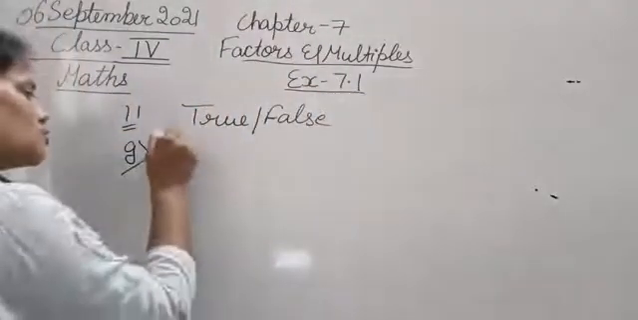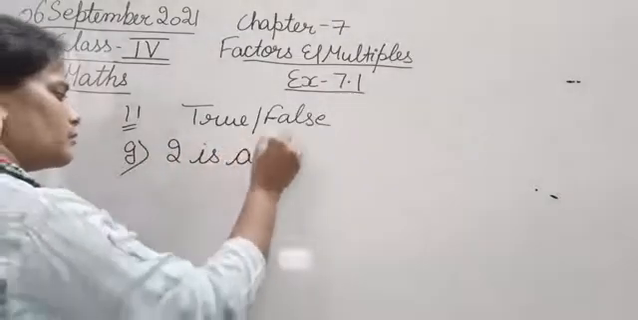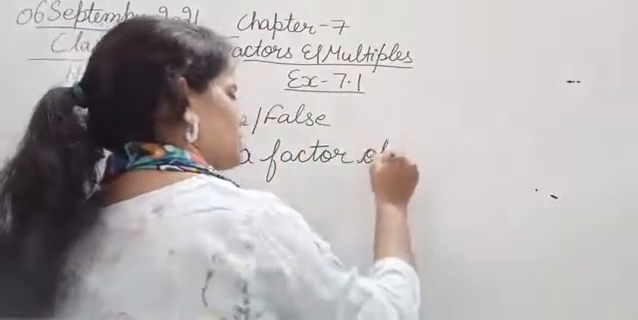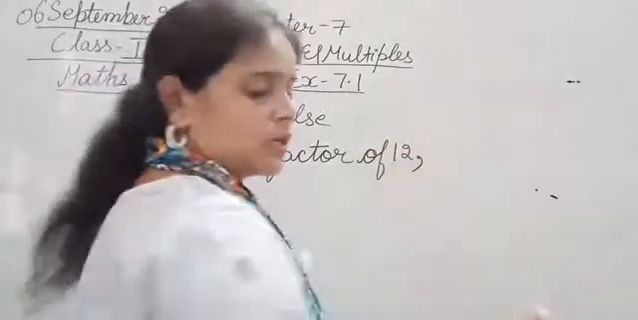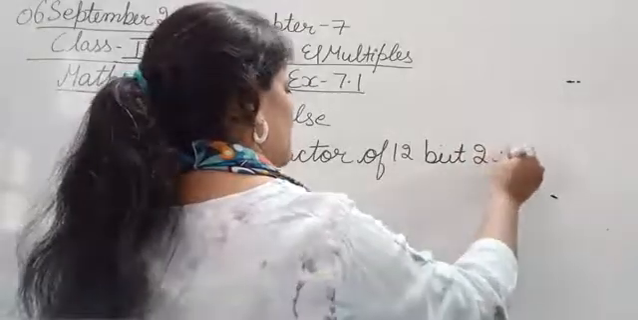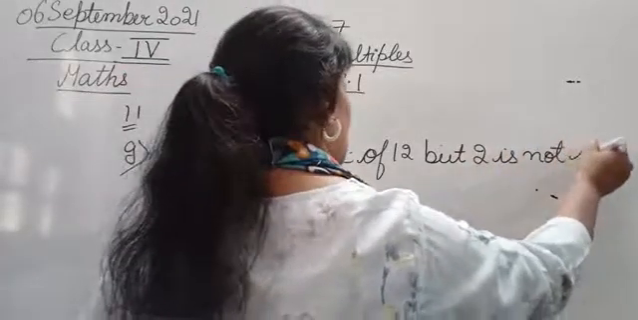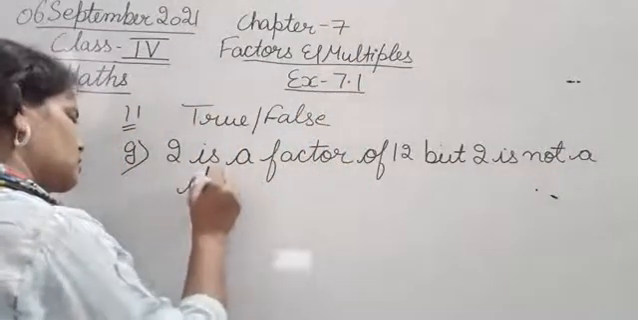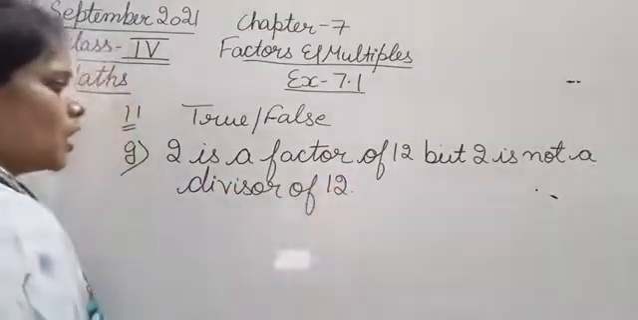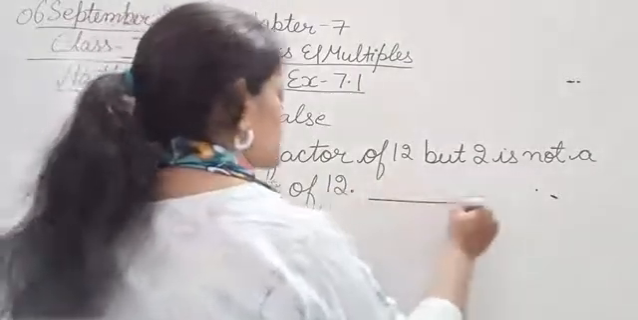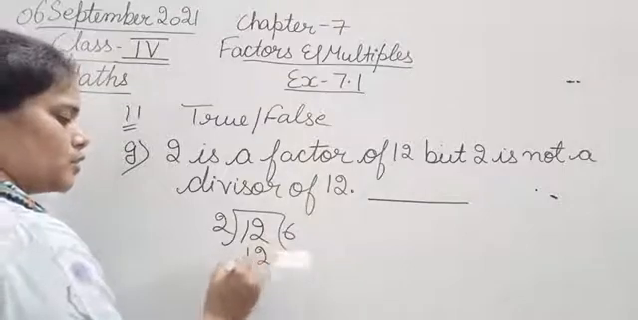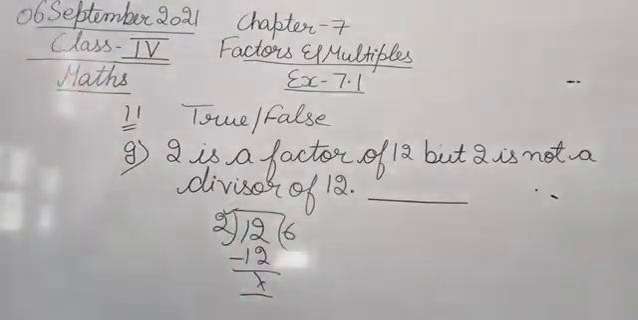क्या है? 2 is a factor of 12, comma, then but 2 is not a divisor of 12. वो क्या कह रहे हैं कि जो 2 है वो 12 का फैक्टर है. So 2 is the factor of 12. Yes, 2 can divide 12 completely. 2 sixes are 12. So that means 2 is the factor of 12, but 2 is not a divisor.